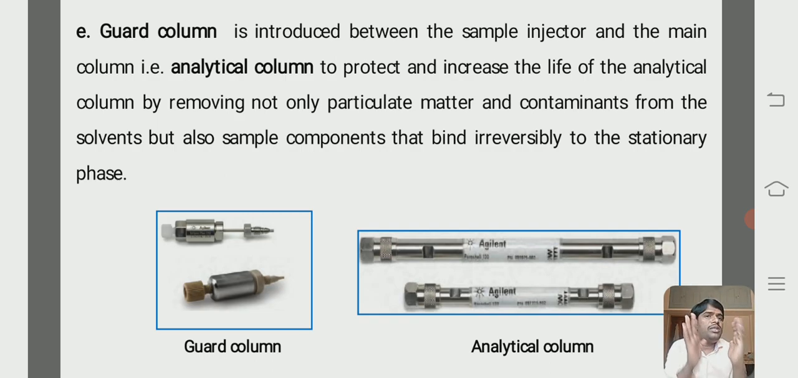So by using this guard column, we can protect and increase the life of the analytical column by removing not only particulate matter and contaminants from the solvents, but also sample components that bind irreversibly to the stationary phase.